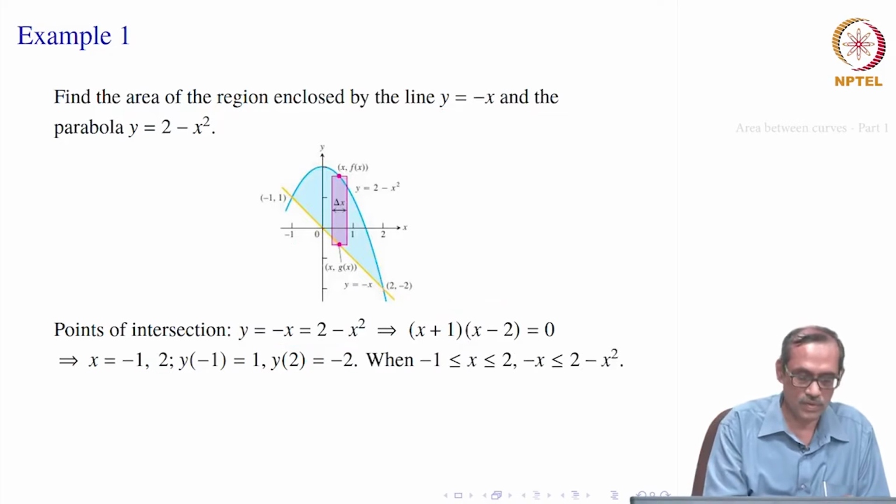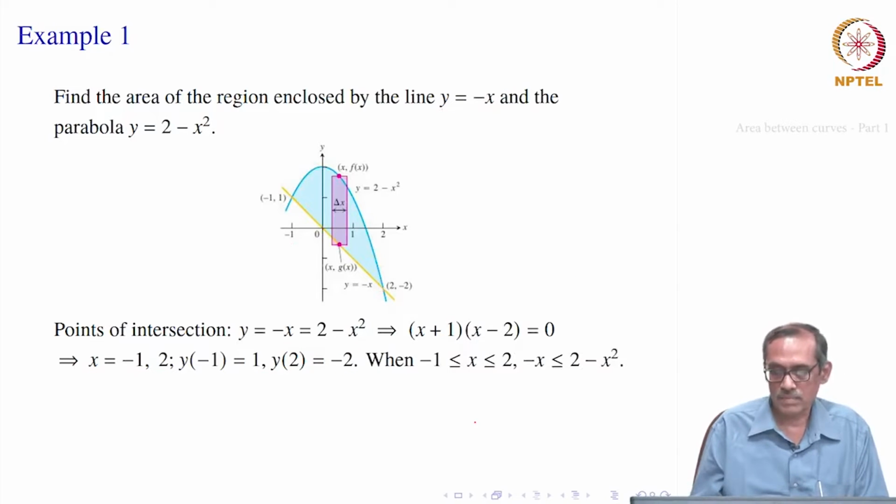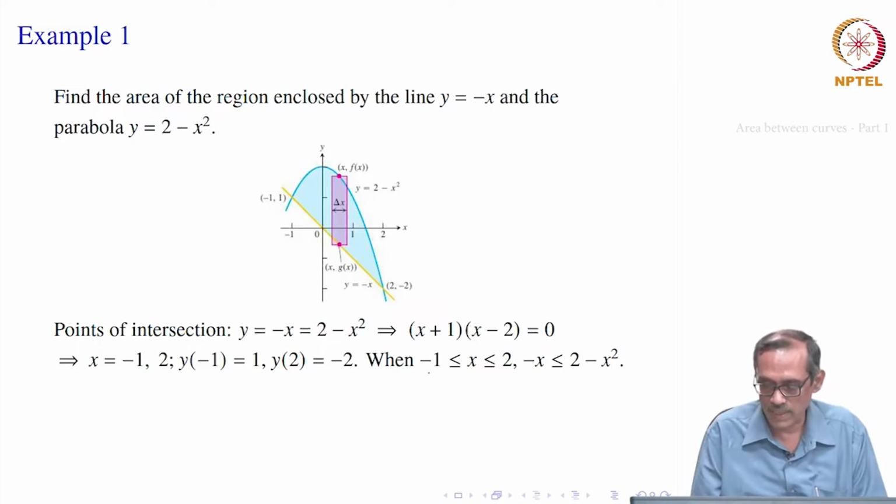So, we just go for the formula, but before that we should see whether one of the curves is always greater than or equal to the other curve or not. It is from minus 1 to 2, the plot also says that, but we should verify: when x varies from minus 1 to 2, we see that minus x is less than or equal to 2 minus x square.